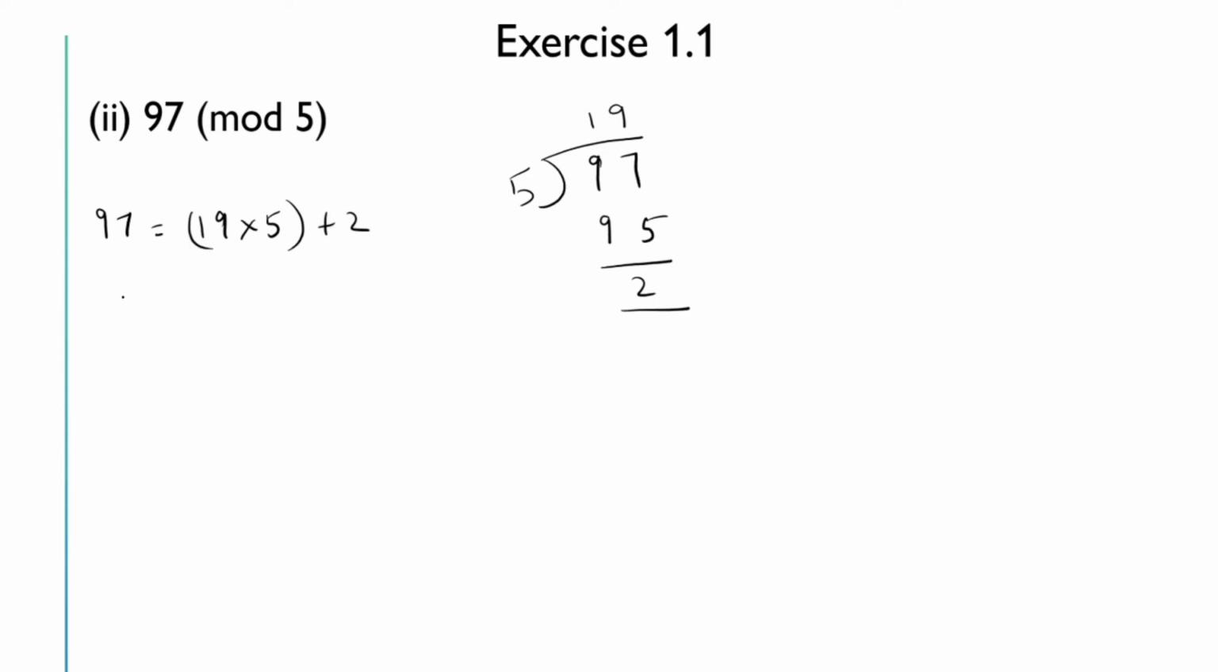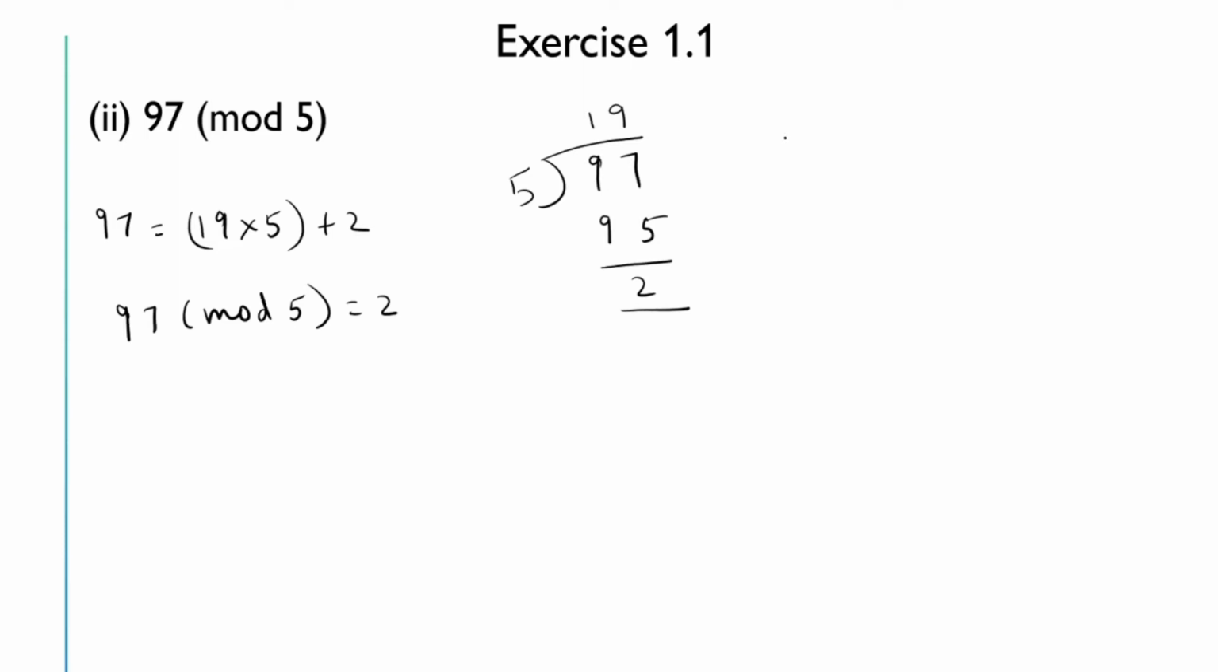The next question is 97 mod 5. So when we divide 97, we can use 19 into 5, it is 95, the remainder is 2. So we can write 97 is equal to 19 into 5 plus 2. So 97 mod 5 is 2.